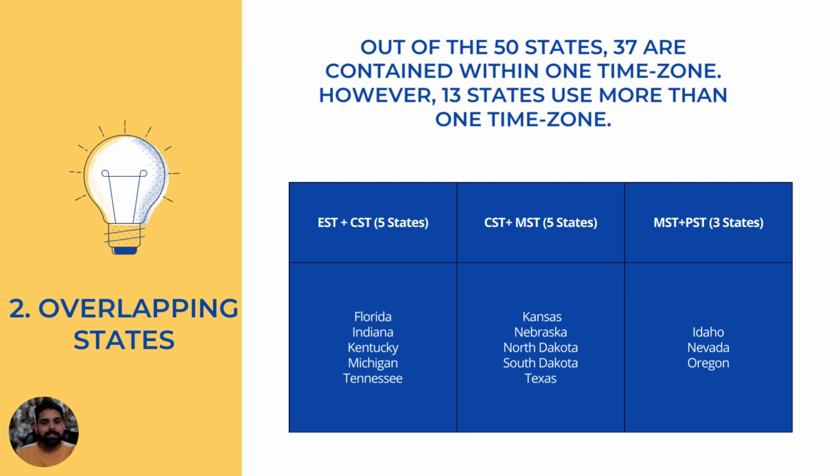5 states are in Eastern and Central, 5 in Central and Mountain, and 3 states are in Mountain and Pacific. I have mentioned the list of these states: Florida, Indiana, Kentucky, Michigan, and Tennessee are in Eastern and Central. Kansas, Nebraska, North Dakota, South Dakota, and Texas are in Central and Mountain. The last ones, Mountain and Pacific states, are Idaho, Nevada, and Oregon. So these are the states that are overlapping.